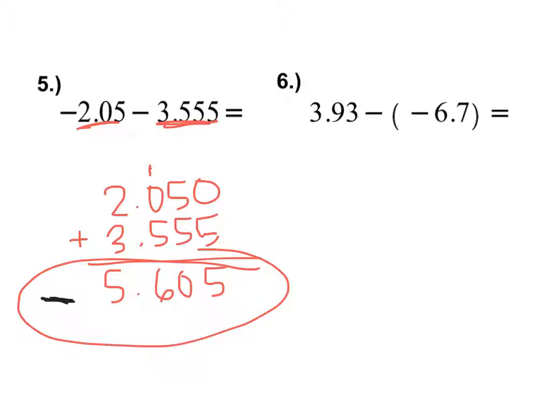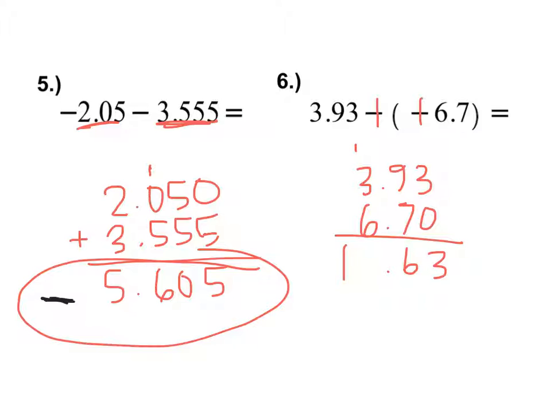Now in the next example, when I'm subtracting a negative using keep, change, change, this becomes a straight up addition problem, and my final answer will stay positive. So 3.93 plus 6.7, I'm going to add in a 0, bring down the decimal, so I have 3. 9 plus 7 is 16, so I'm going to carry a 1. 6, 7, 8, 9, 10. So 10.63 is my final answer on this one.